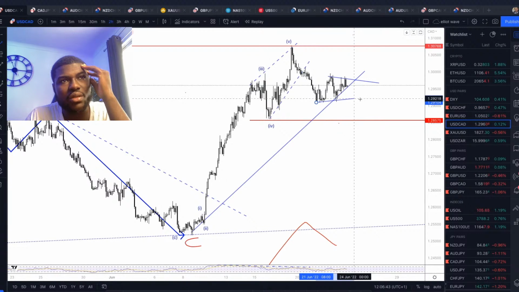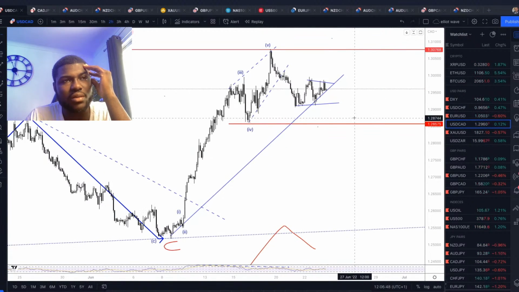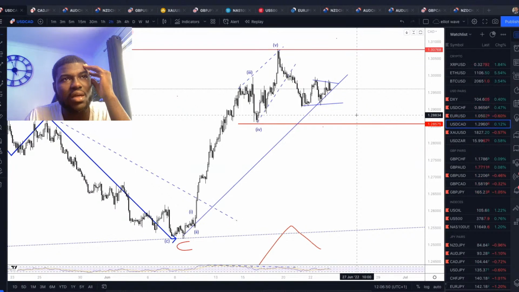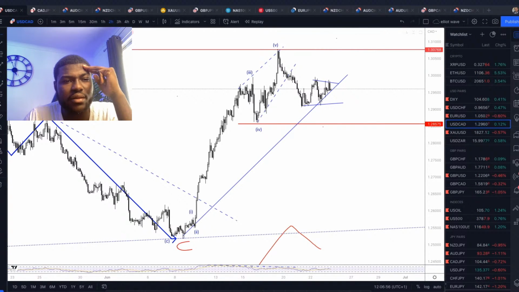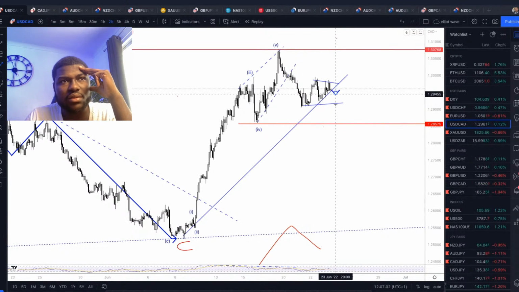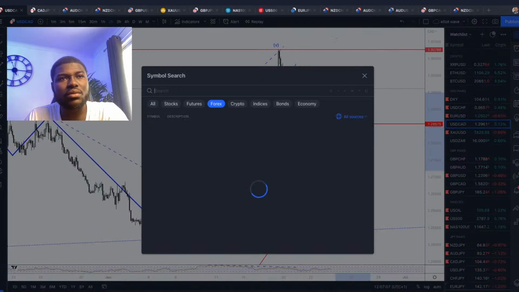So that's why I'm not really picking any trade on USD CAD. I don't really have a strong reason to pick any trade there yet. So what I'll just be doing is anticipating one of two things. Either a breakdown, a break below this bullish trend line, that's number one.